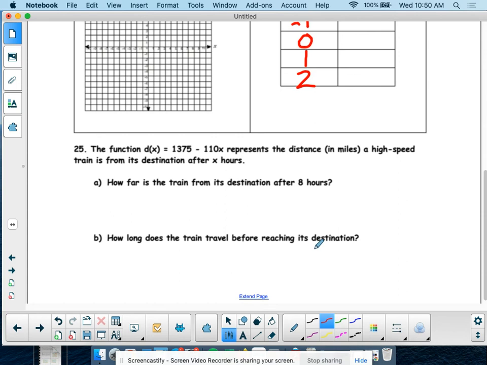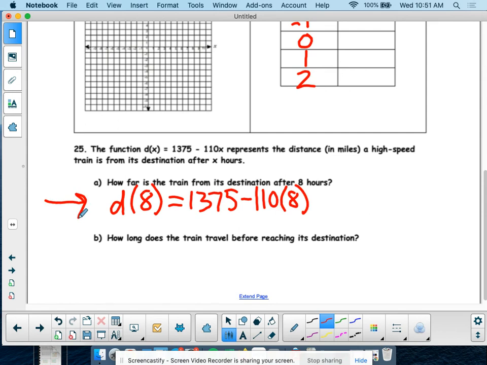What are you going to do? You're going to plug in 8. And then solve. So you guys plug in and solve for that. Get out your answer. And it says, how long does the train travel before reaching its destination? So I'll help you set this one up.